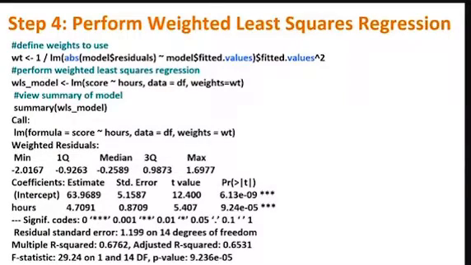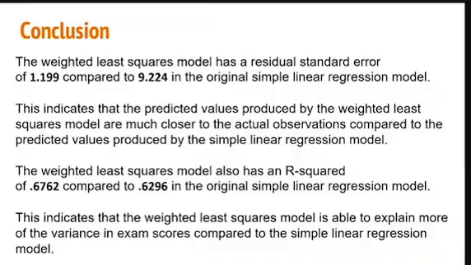1.19. Oh my God. Do you see that of the WLS? Of course, that of the WLS is smaller. That's what we mean here. I said the weighted least square model has a residual standard error of 1.199 compared to 9.224 in the original simple linear regression model. If I basically want to know whether a model is better than another model, we can compare the residual standard error.